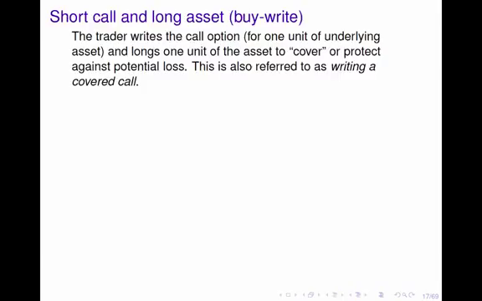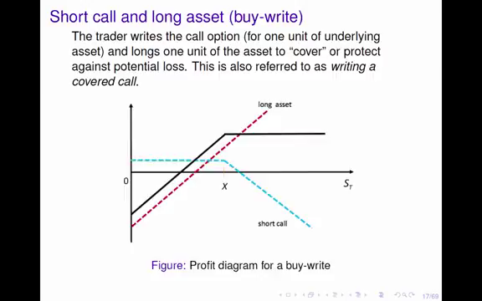Consider the combination of writing a call option and buying 1 unit of the underlying asset. From the graph, we can see that if the asset price drops, there will be an unlimited loss for the short call position. With the long position of the asset, this potential loss is covered. Therefore, this strategy is also referred to as writing a covered call.